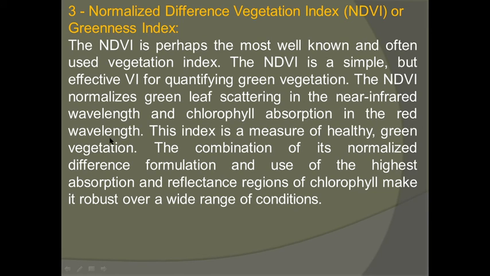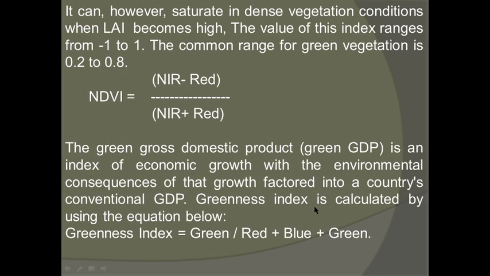in the red wavelength. This index is a measure of healthy green vegetation. The combination of its normalized difference formulation and use of the highest absorption and reflection regions of chlorophyll make it robust over a wide range of conditions. It can, however, saturate in dense vegetation conditions.